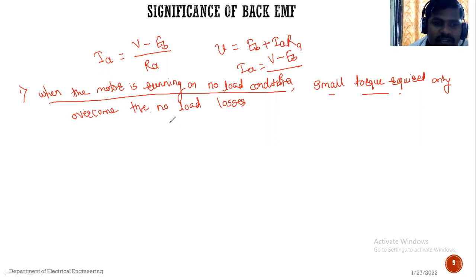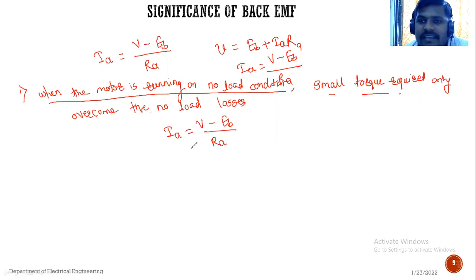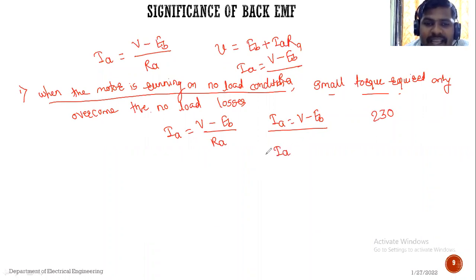See, according to equation, IA is equals to terminal voltage V minus EB divided by RA. RA is armature resistance, it is neglected or it may be very small, or consider this is 1 ohm. So equation becomes IA is equals to V minus EB. Okay, see, suppose supply voltage of the motor is 230 volt. IA is very small. Very small कधी येईल? V minus EB म्हणजे 230 मायनस किती केल्यानंतर हे IA कमी येईल?